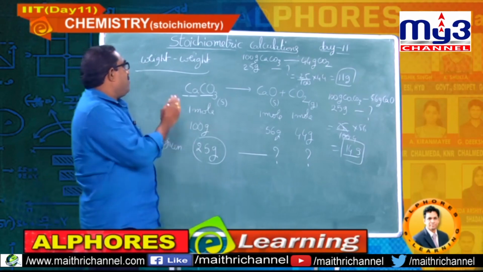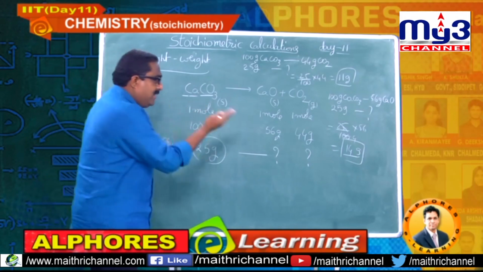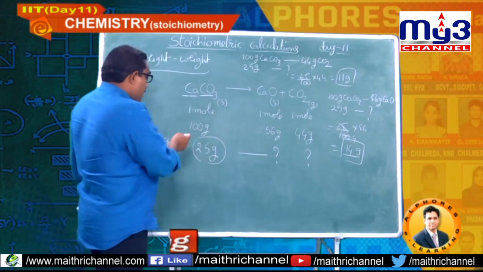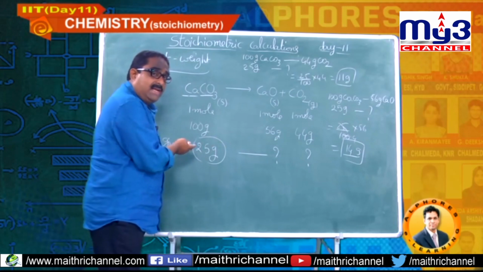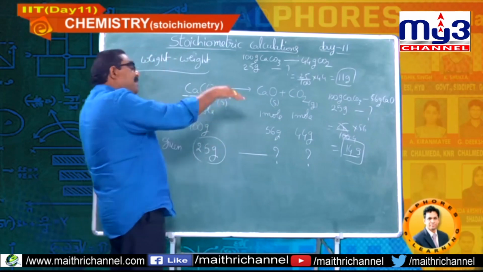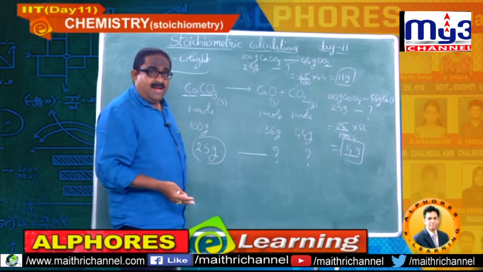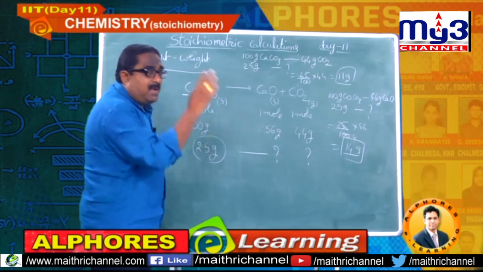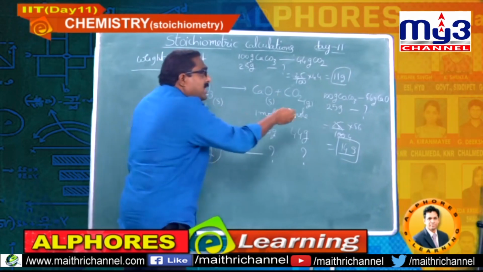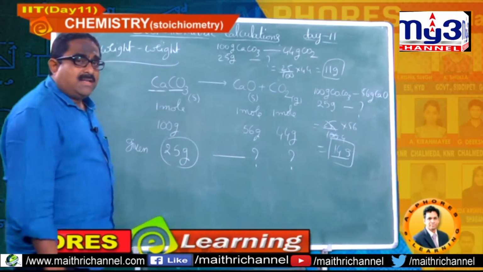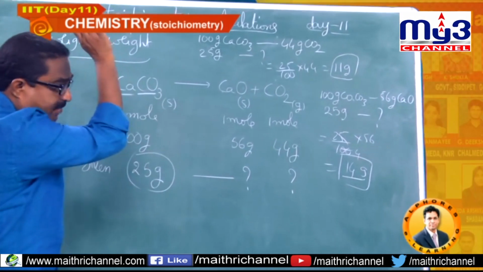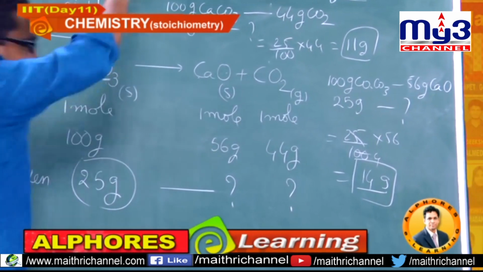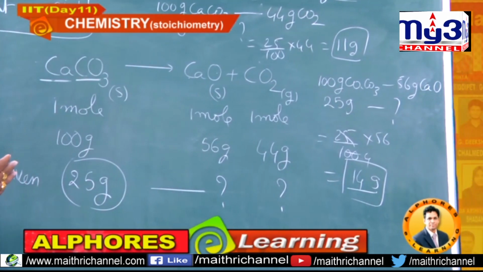This is weight relation. The question may be set like this. I have given the mass of calcium carbonate, but sometimes they will give the data like this. While decomposition of a sample of limestone, only 14 grams of calcium oxide is formed. What is the weight of calcium carbonate given? Then our answer is 25 grams. Reverse, you have to go for calculation.